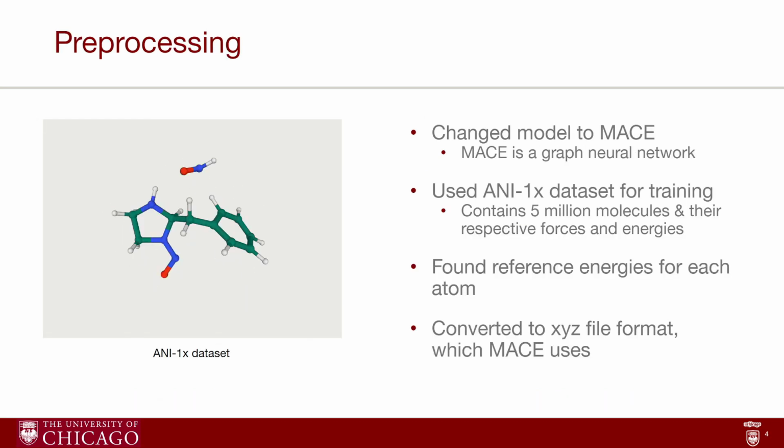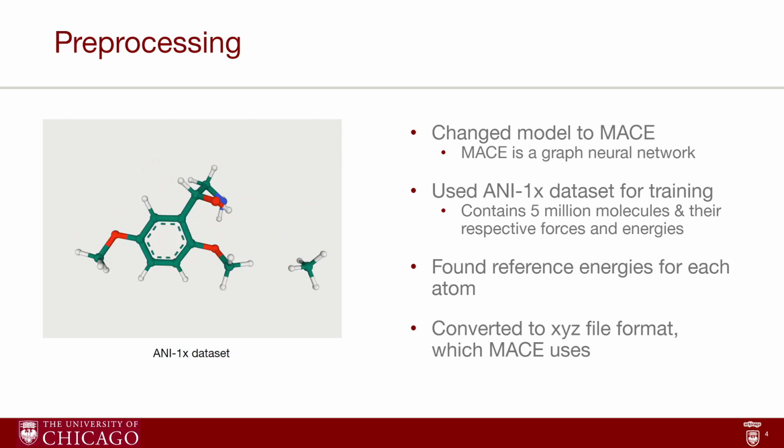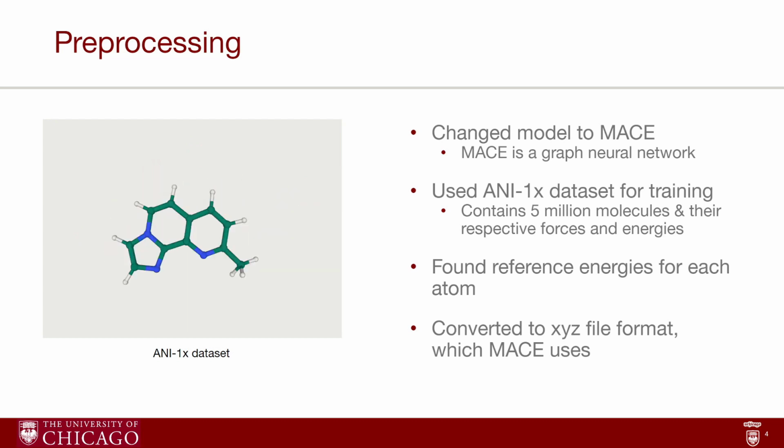Instead of trying to make SchNet work, I decided to start from scratch and use a different model called MACE. Unlike SchNet, MACE is a graph neural network, where each node in the graph represents an atom in the system, meaning it is much better suited for modeling molecular behaviors.